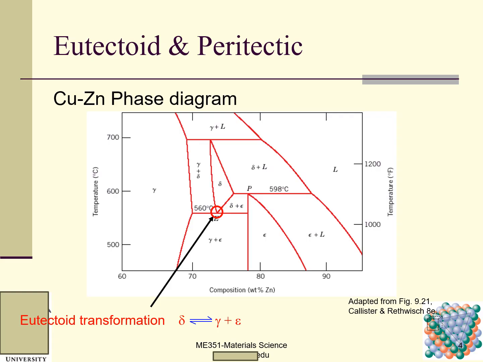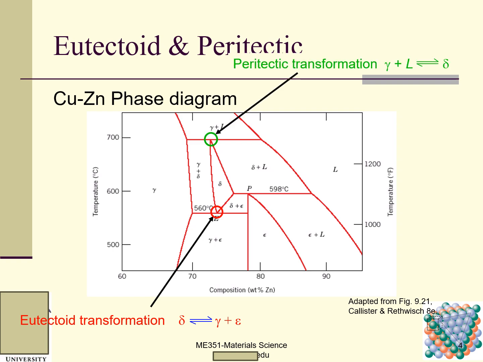And why? Because we can have delta here. If we lower the temperature, the material can change from one single solid phase, this delta, into gamma plus epsilon. Based on the definition of eutectoid, we know this point is the eutectoid point.